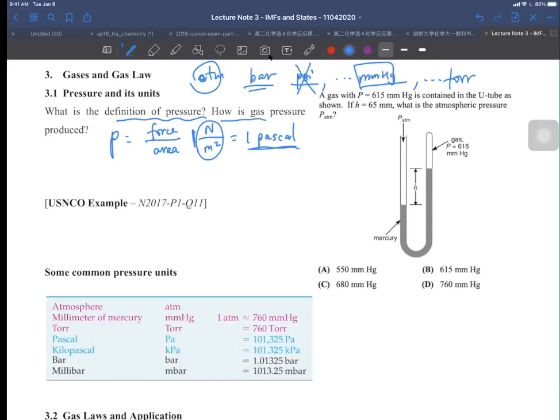So the second question is, how is the gas pressure produced? One keyword, guys. How? If we have to use one keyword, I will use collision. The pressure is produced by the collision of the gas particles with the wall of the container, right? This is how the gas pressure is produced.